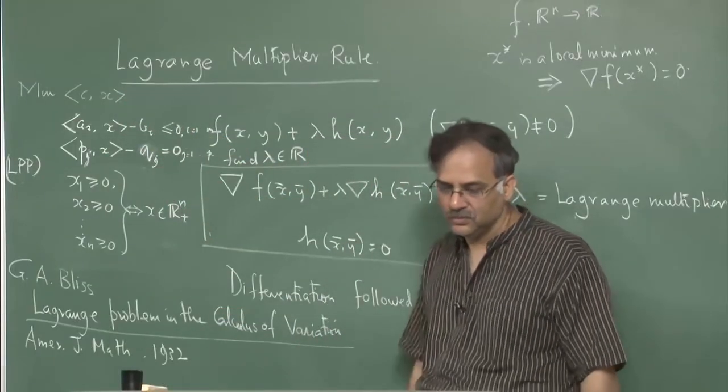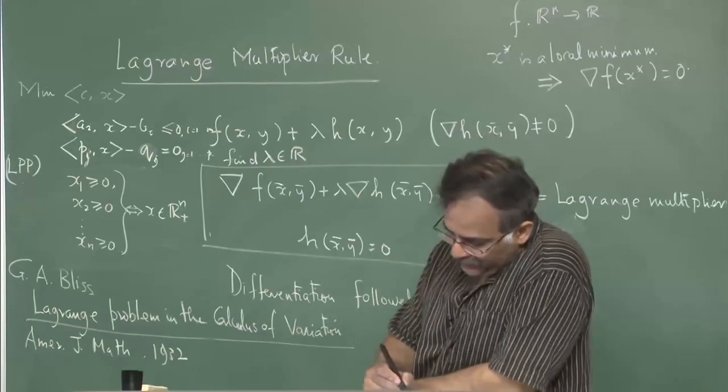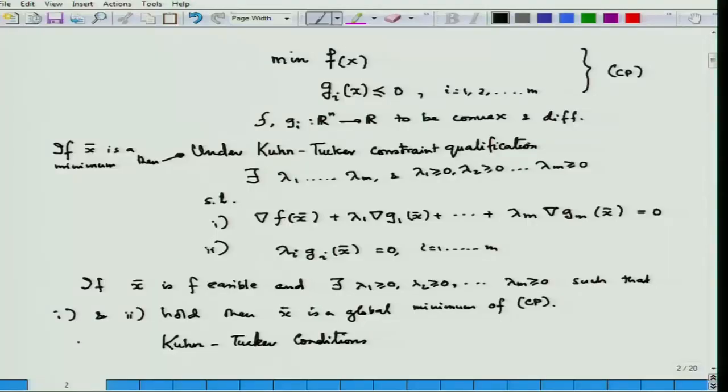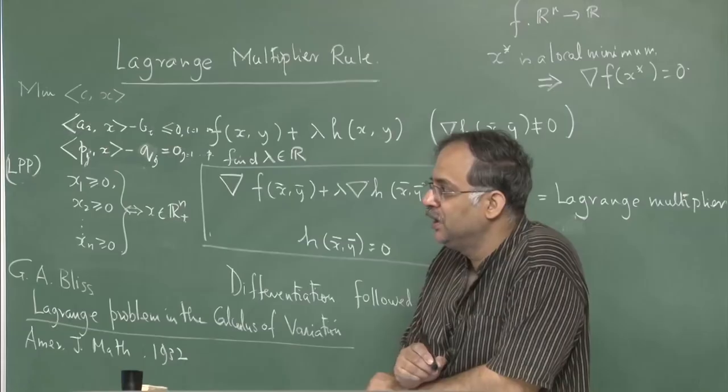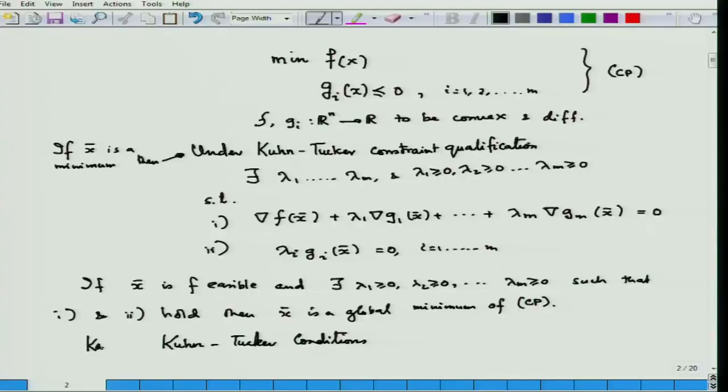Now, it was later on found that Karush, who was in the Chicago group of optimization led by Magnus Hestenes, had in his master's thesis written about this sort of multiplier rules, but in a very different context for a very special problem. So, nowadays, from the 80s, I think, it is known as the Karush-Kuhn-Tucker conditions or the KKT conditions.